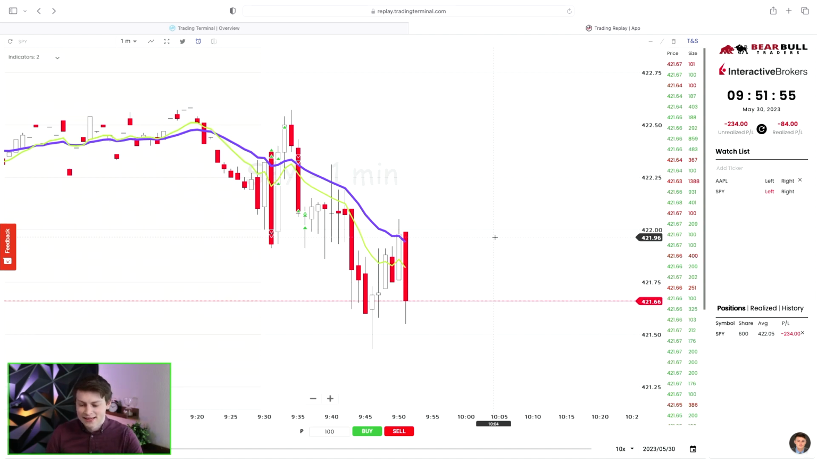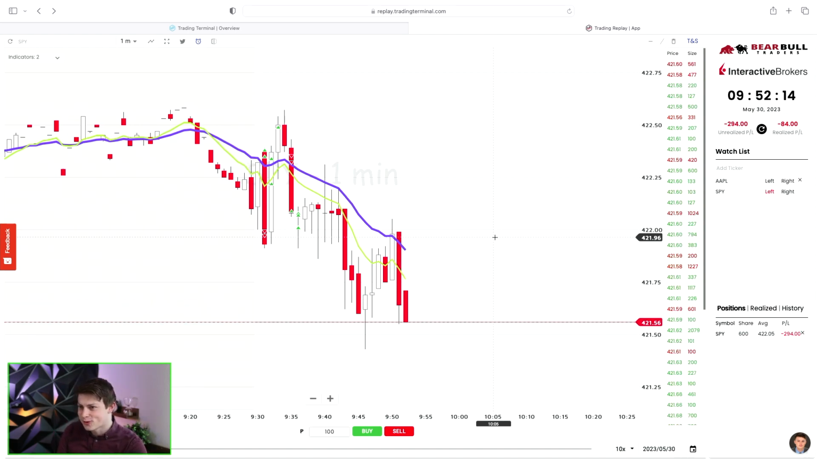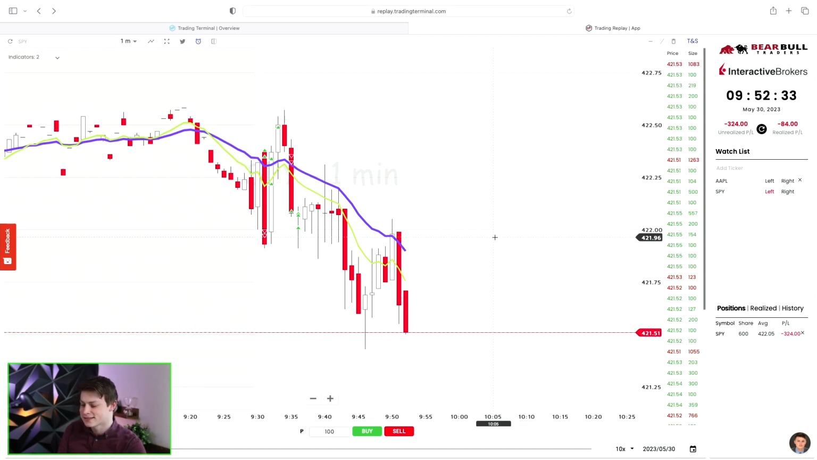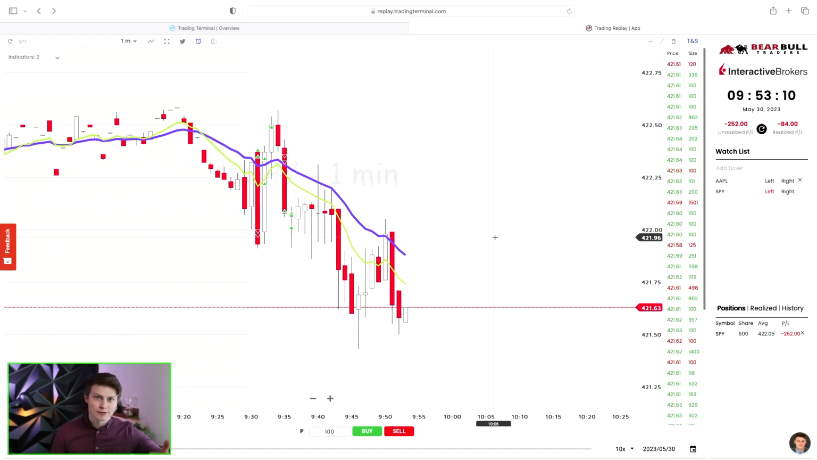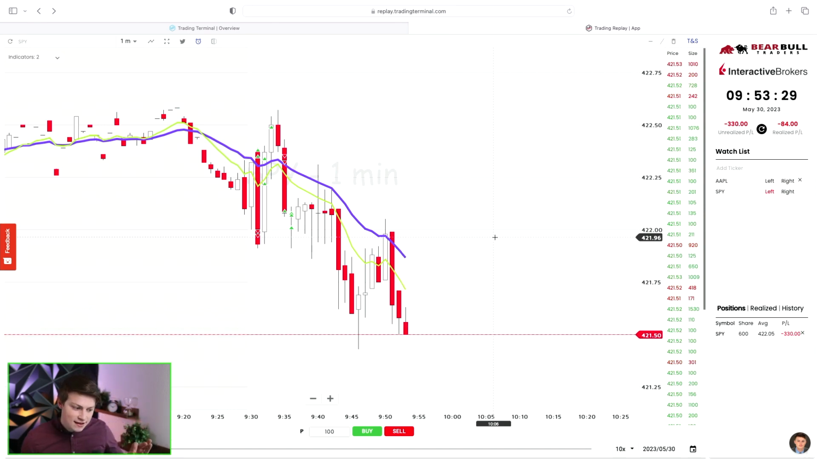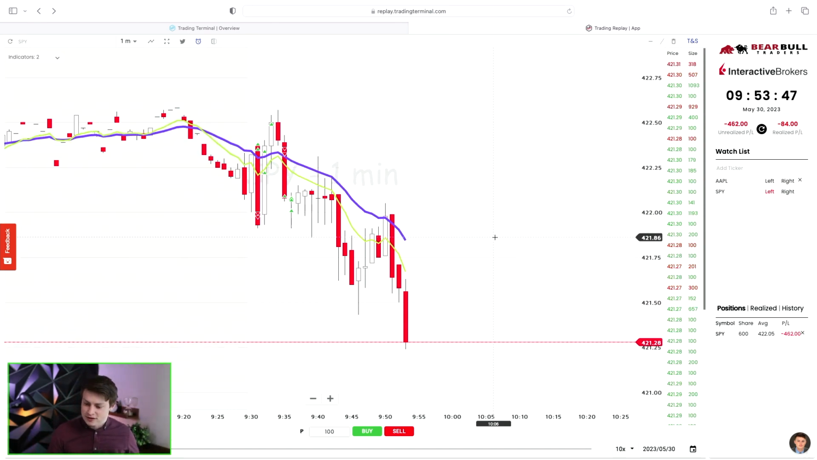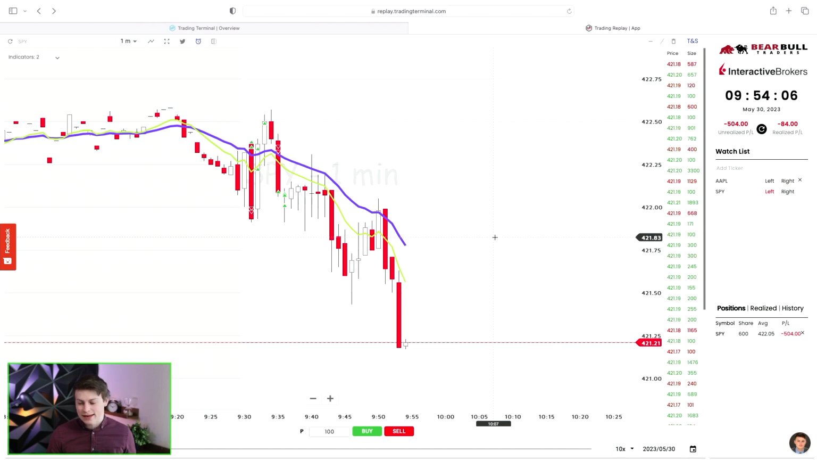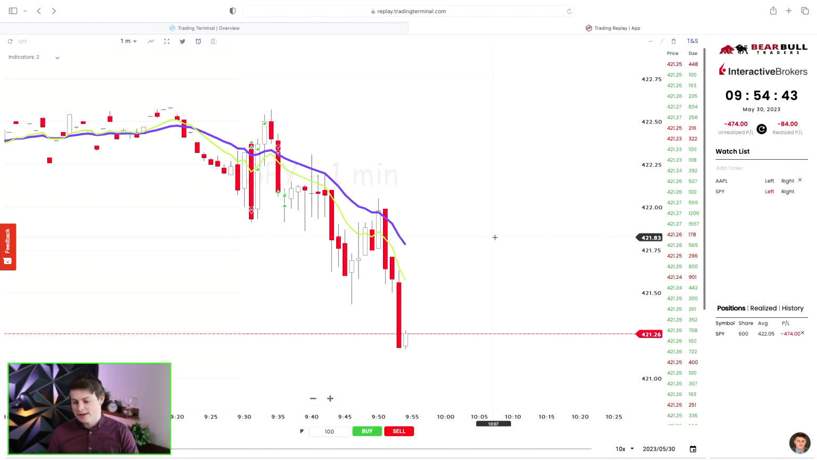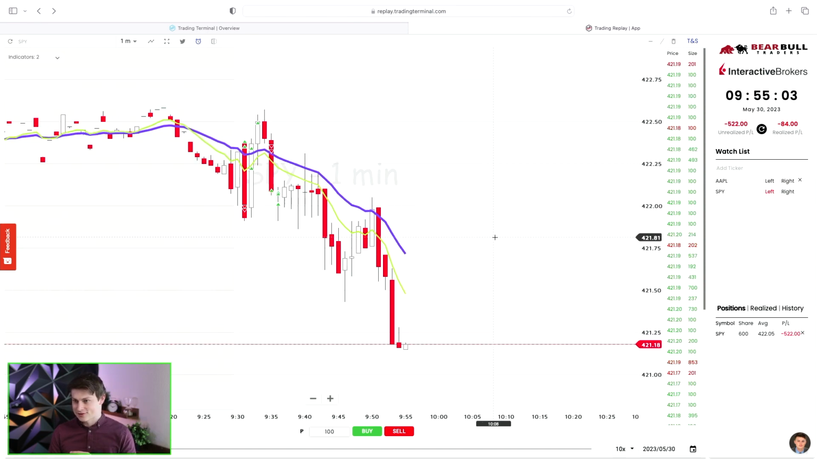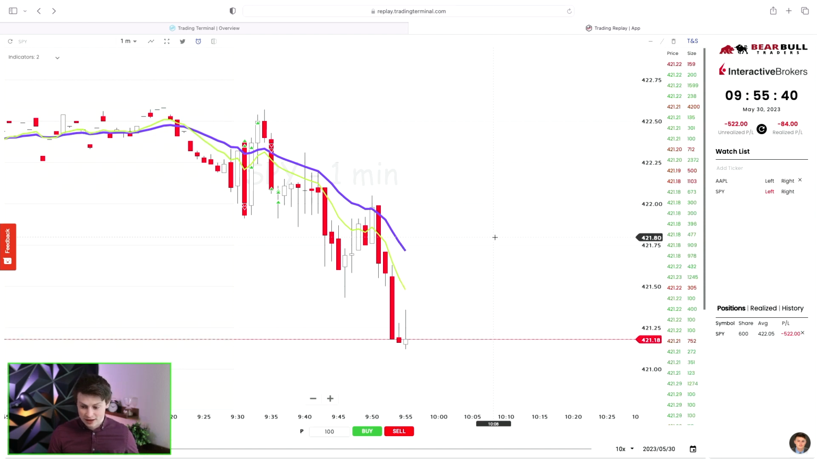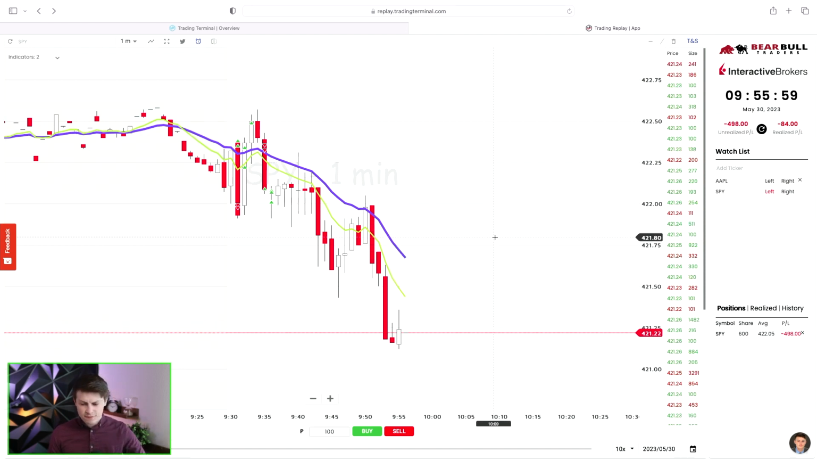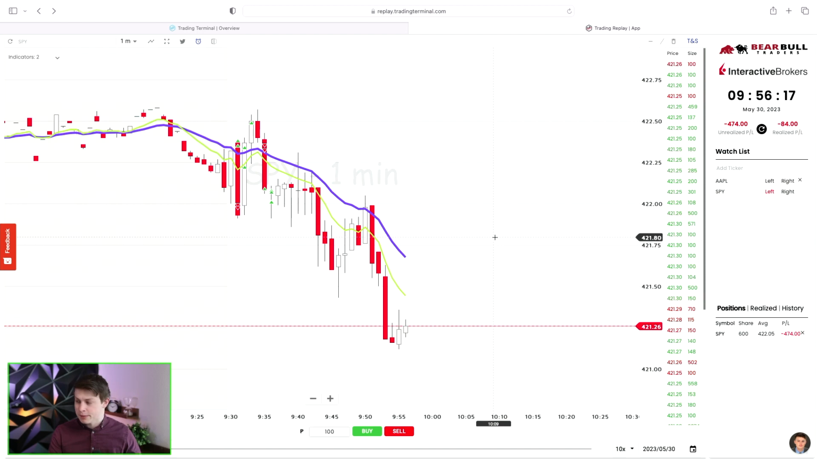What the heck? So it's like the 20 line is acting as a resistance. I thought it would be acting as a bellwether for a reversal. This was my conclusion about what's going to happen when it hits the 20: that it's going to reverse. But no, in fact, when it hits the 20, it just means that's the resistance point, and that's when I should sell.